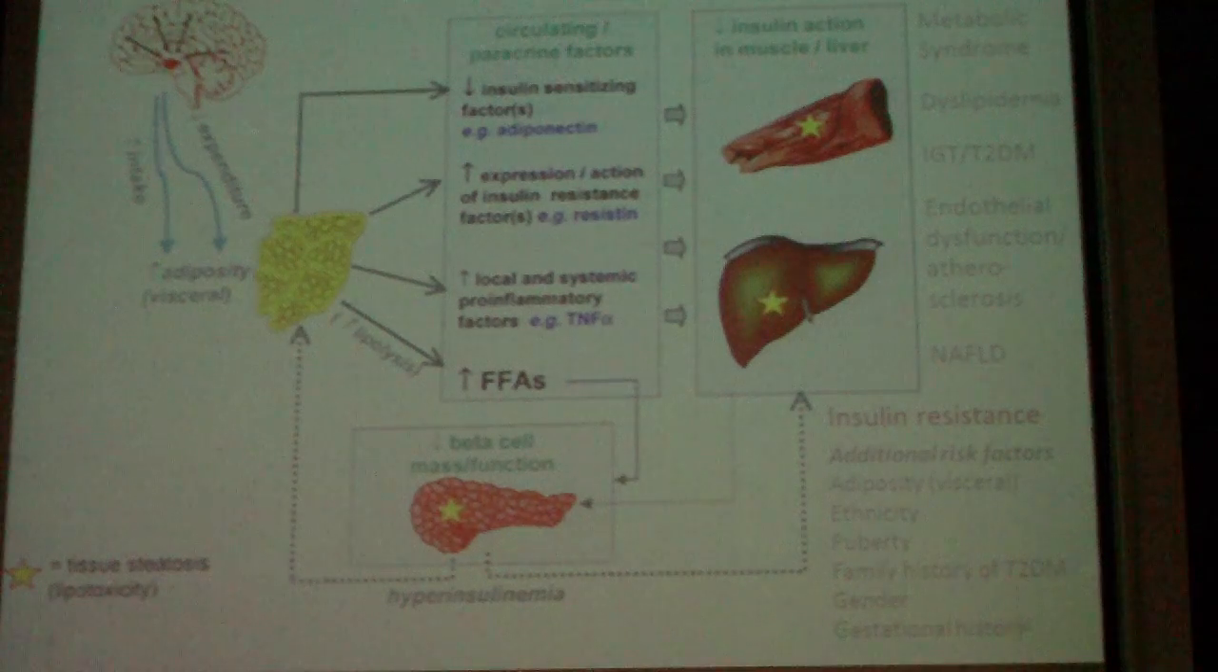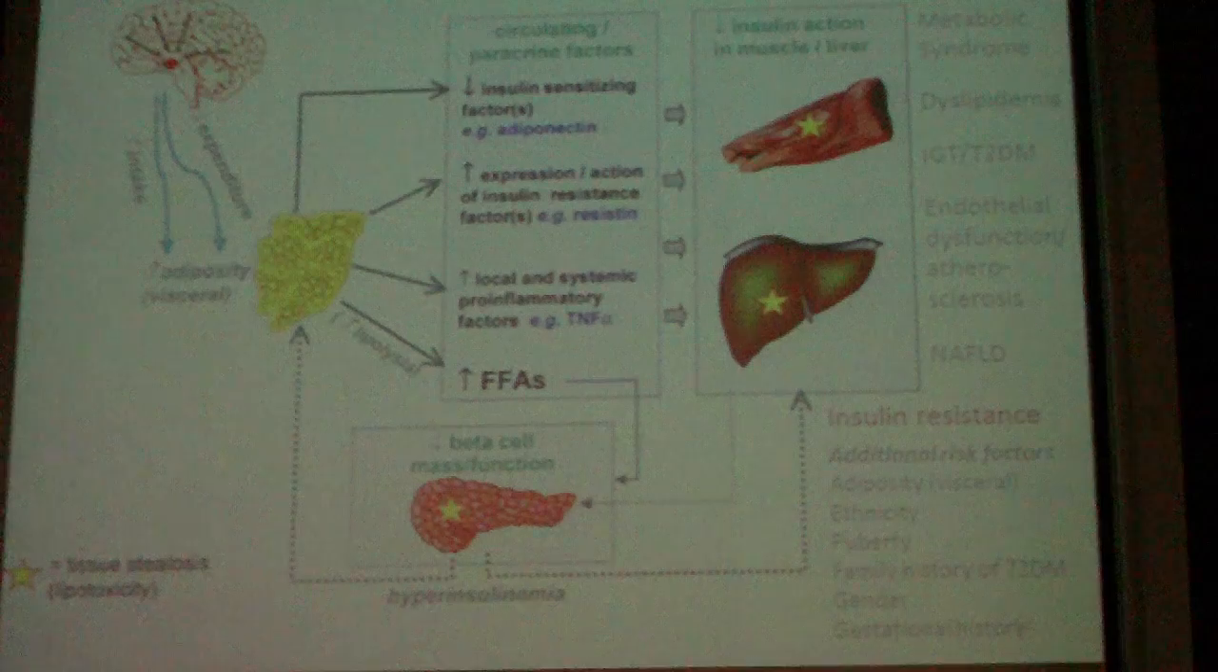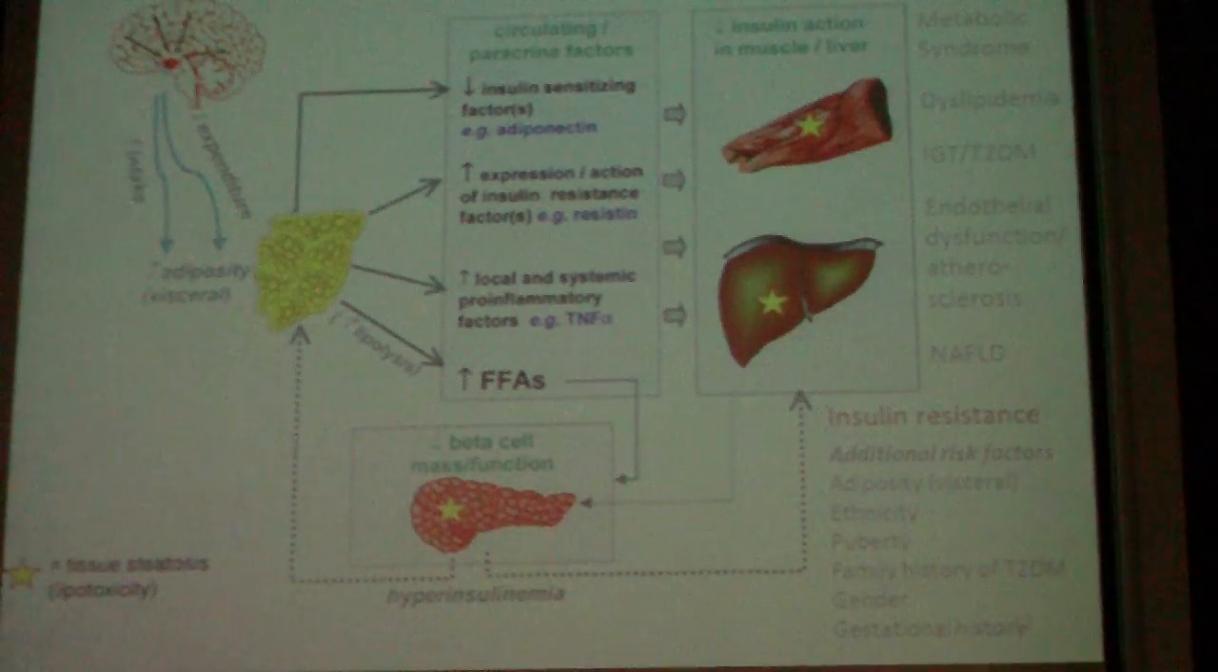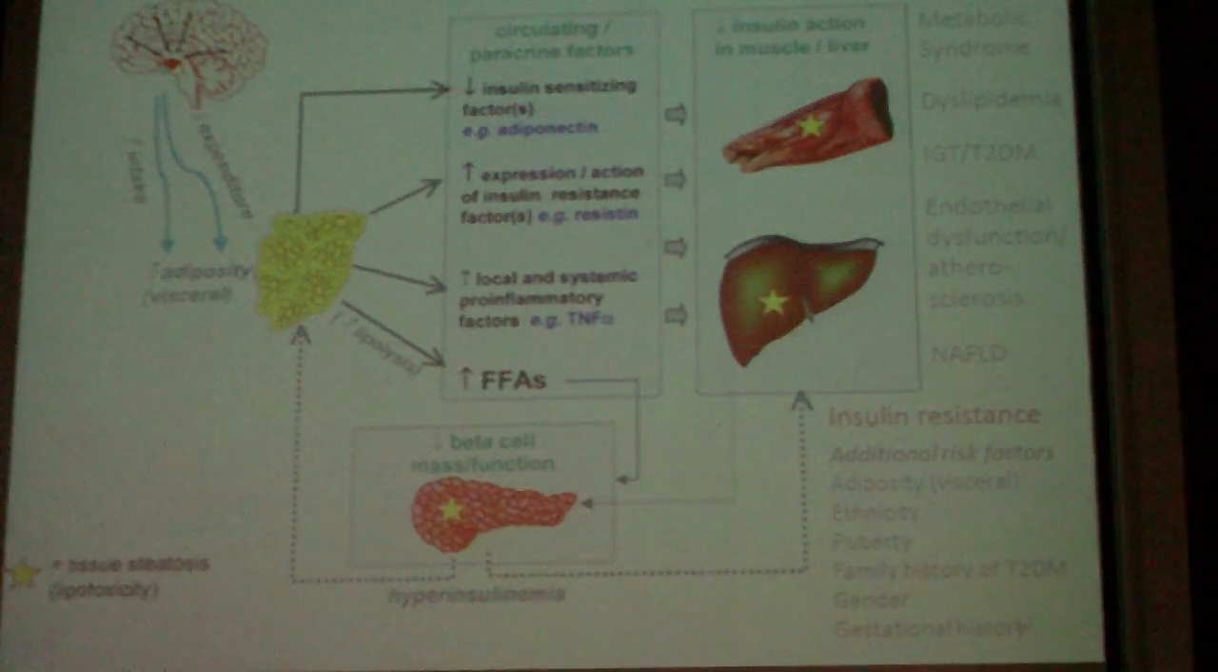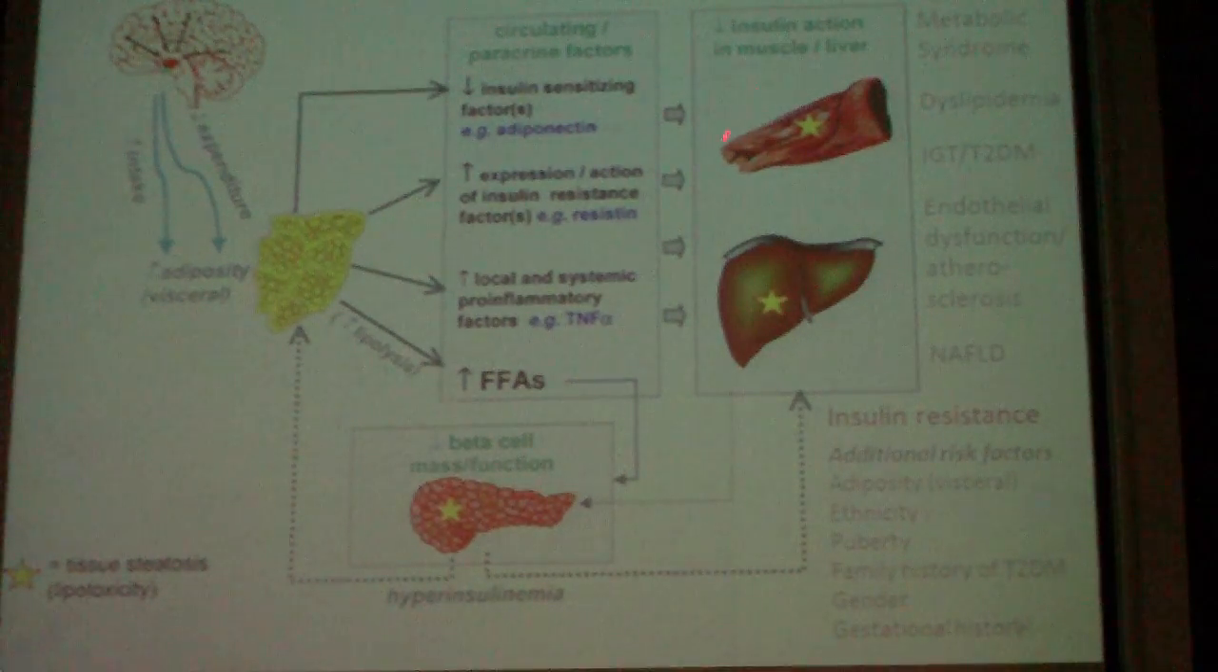So if a child has visceral fat, or is of a certain ethnicity, or is in puberty, or has a family history of diabetes, or is a girl, which also carries a higher risk, or had a lower birth weight, it can also contribute to the development of insulin resistance. So not all children with obesity develop it, but most children do. And eventually there is a decrease in insulin action in muscle and liver, and this can lead to a couple of complications. So first of all, I want to focus on insulin resistance.